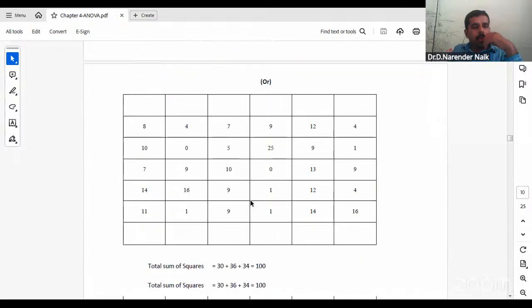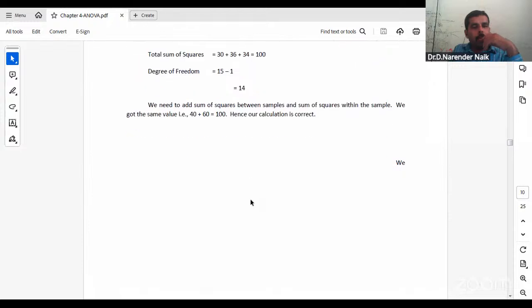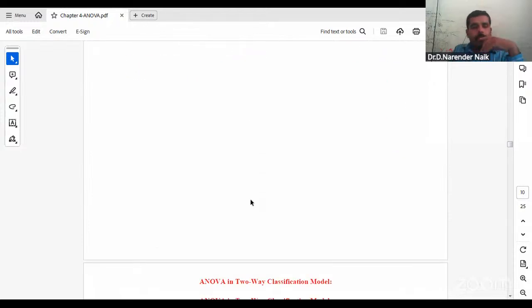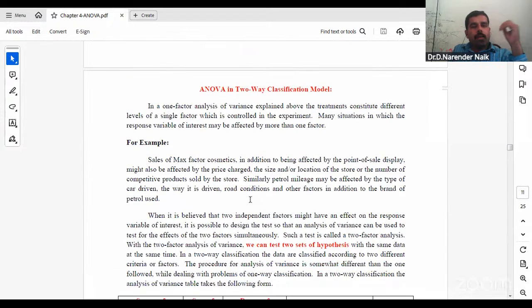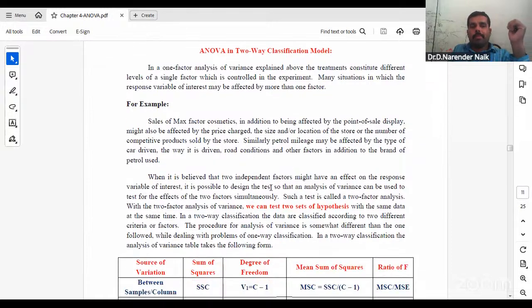So this is one more problem, see it properly. Then ANOVA two-way classification model. This is the second method in ANOVA. For this also, we have a separate specimen. We have only 20 minutes, and in these 20 minutes I'll try to complete this topic. Otherwise, we will see it in the next class.